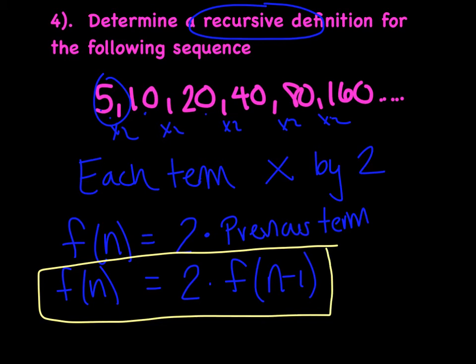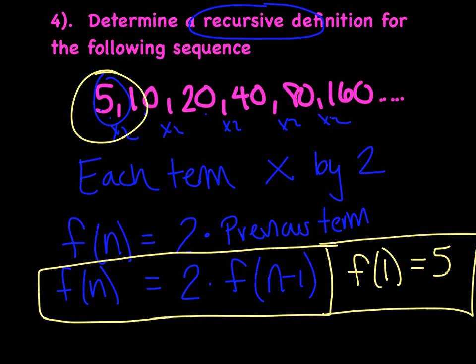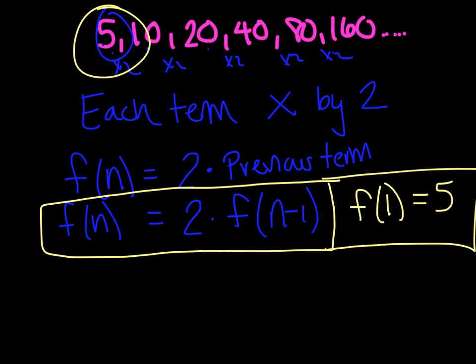Now, you would almost be done, except again it said recursive, so box this in. You also need to give the first term. And if you just look, the first term is 5. So f of 1 is equal to 5. Okay, so now I have a recursive definition where I'm given the function and the first term. And you could quickly go through, you could do a couple examples just to prove that you're right.